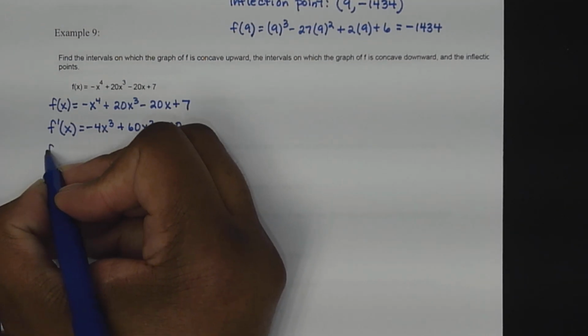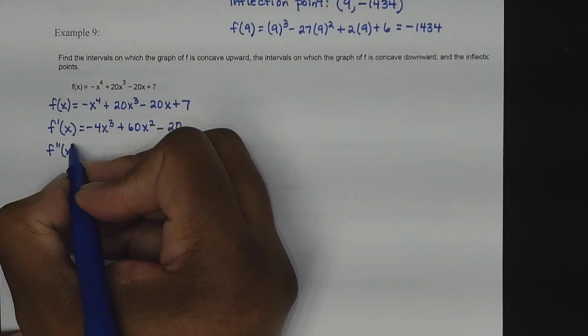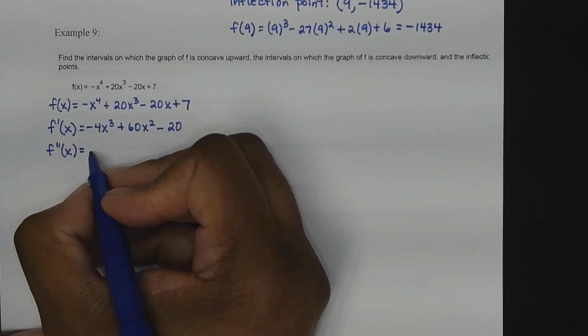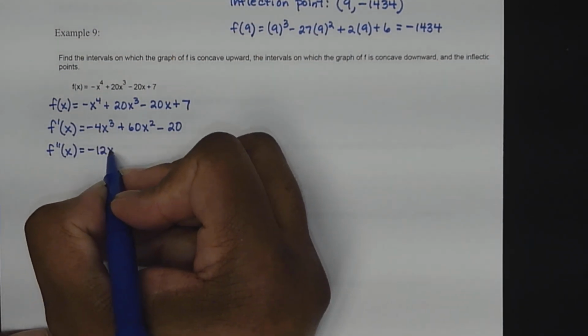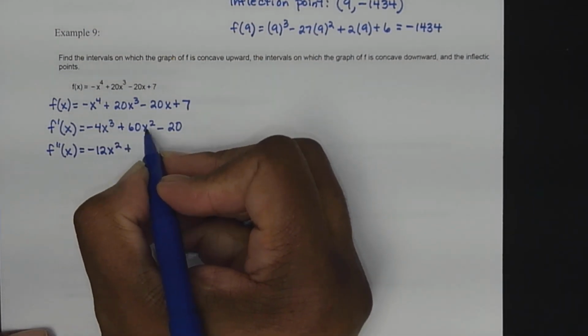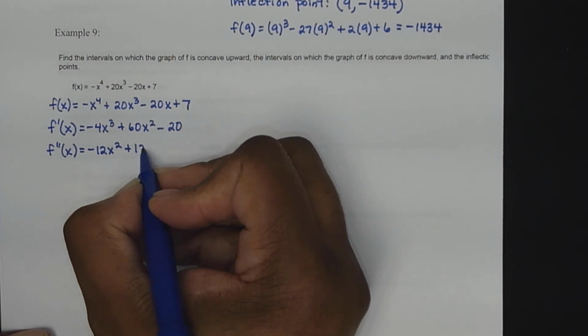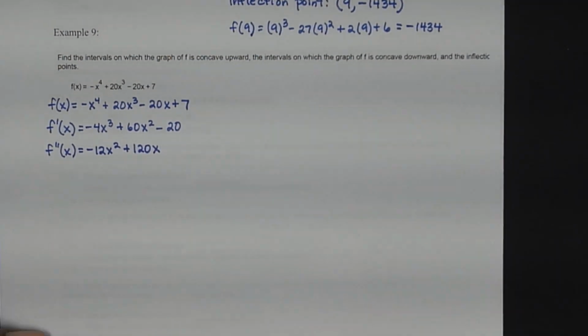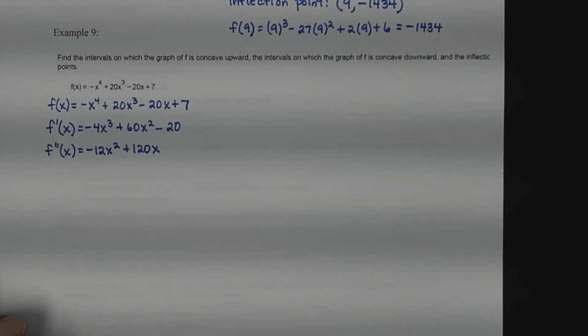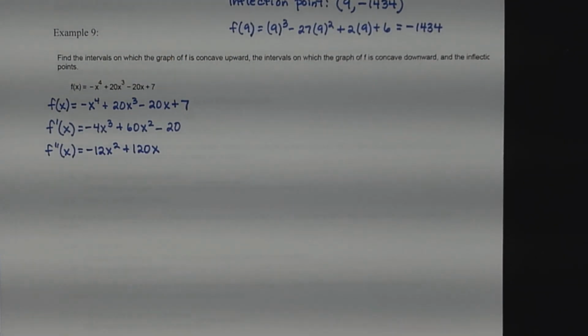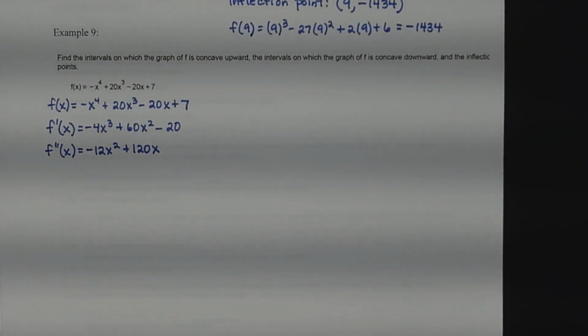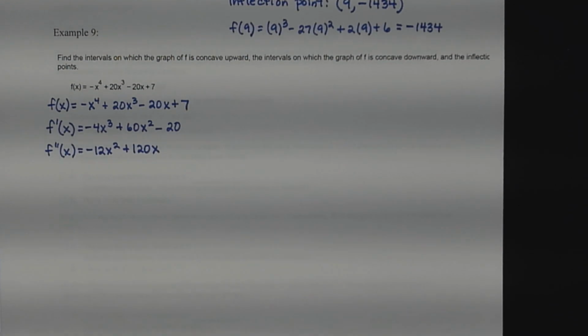And let's find the second derivative, f double prime of x. The derivative of negative 4x cubed will be negative 12x squared, plus the derivative of 60x squared will be 120x, and the derivative of minus 20 will be 0. So f double prime of x will be negative 12x squared plus 120x.